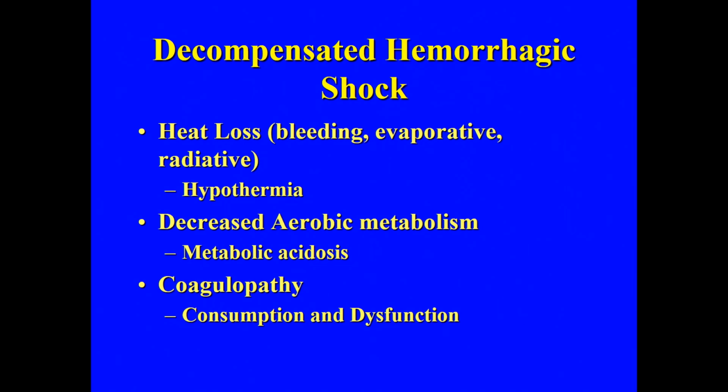On the physiologic level, decompensated hemorrhagic shock is characterized by loss of core body temperature and heat. This occurs as a result of loss of warm blood and evaporative losses as well as radiative losses. This leads to total body hypothermia. There is also a decrease in aerobic metabolism as the perfusion can no longer maintain oxygen delivery, and the development of metabolic acidosis in those shocked organ beds. The acidosis and hypothermia is also associated with a coagulopathy, which is independent of the other two features, but is also often directly related to consumption of clotting factors in the face of ongoing bleeding.